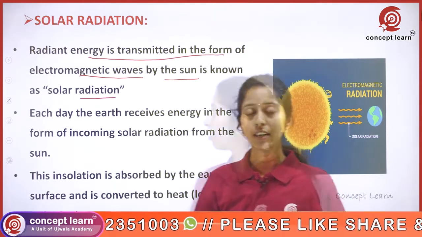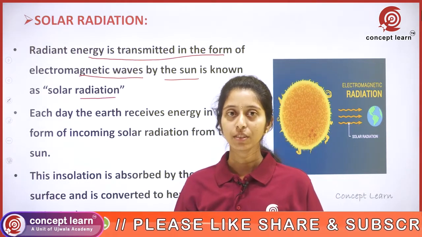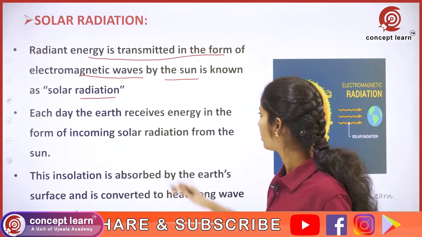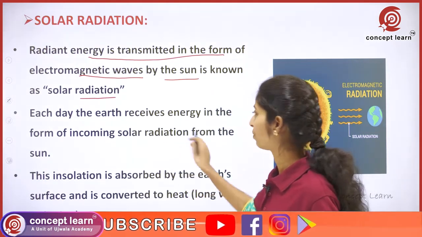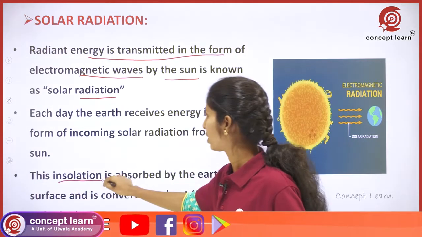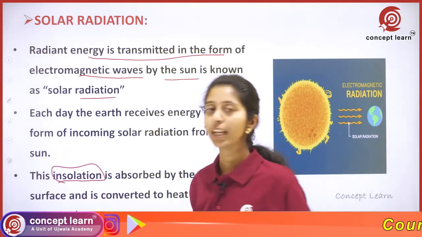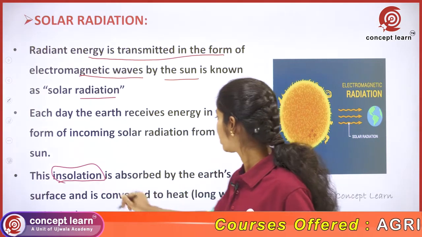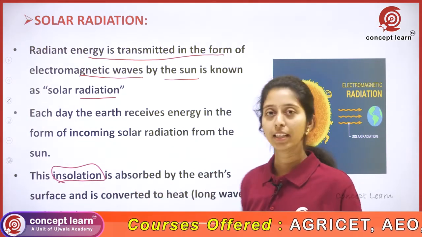So, you know that on the earth every day we receive the sunlight, that is solar radiation, right? So, every day we are receiving the incoming solar radiation from the sun. This incoming solar radiation is called insolation. The insolation is absorbed by the earth's surface.